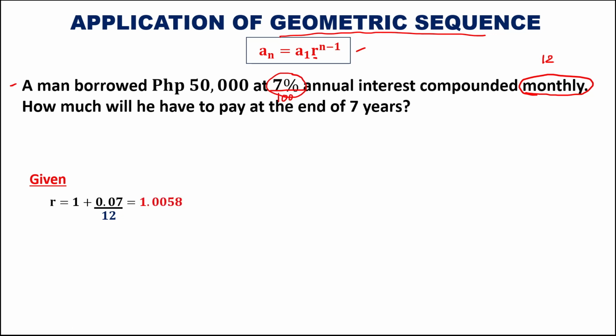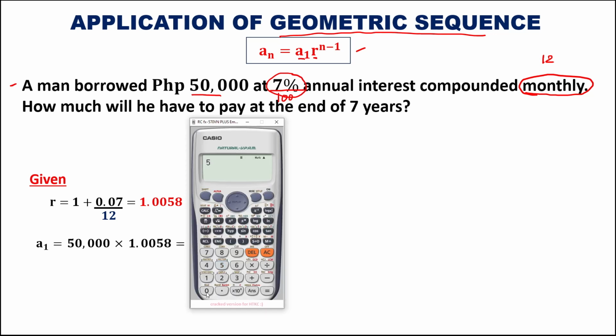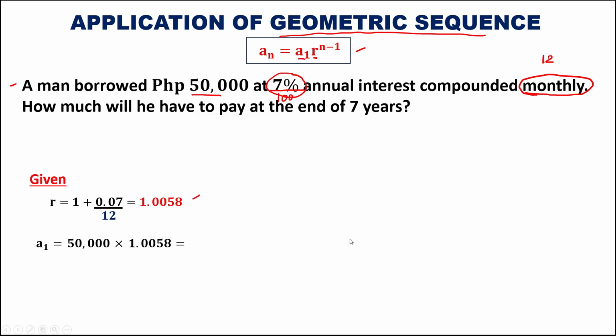So R equals 1.0058. Then for A sub 1, so from the given amount, 50,000 pesos times the common ratio, 1.0058. So therefore A sub 1 equals, so we have 50,000 pesos then times 1.0058. So A sub 1 equals 50,290. Then for N is the number of years. So this one is 7 years.